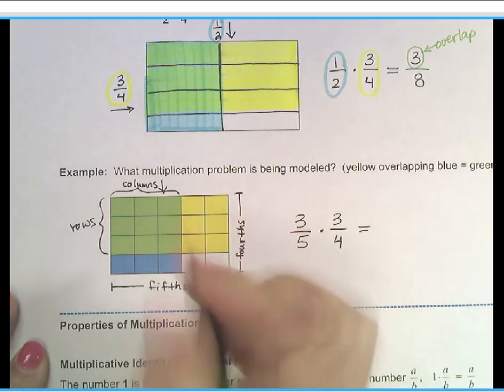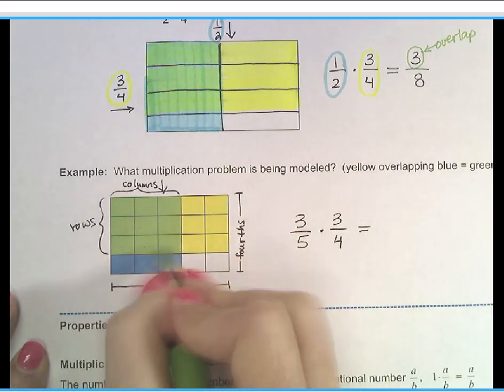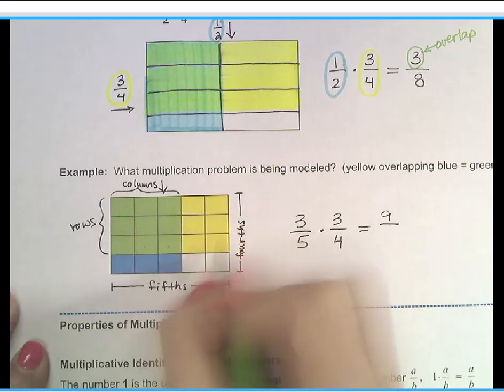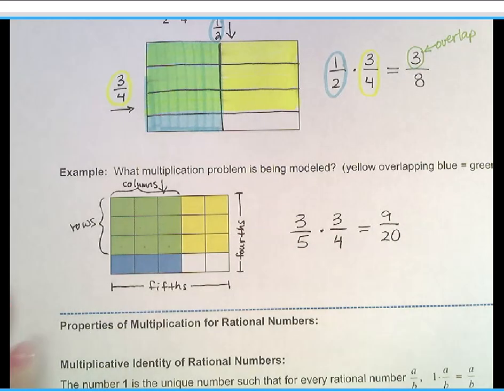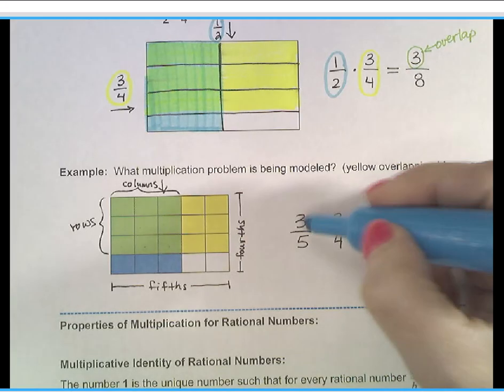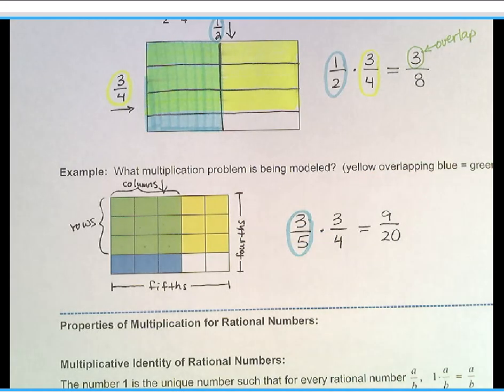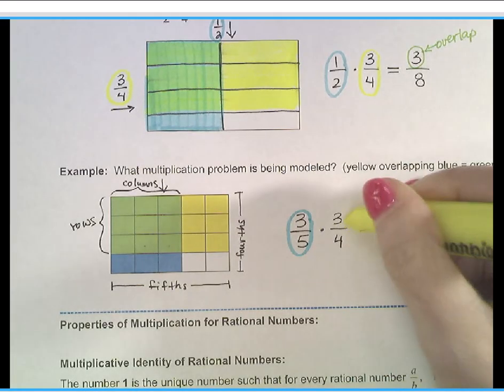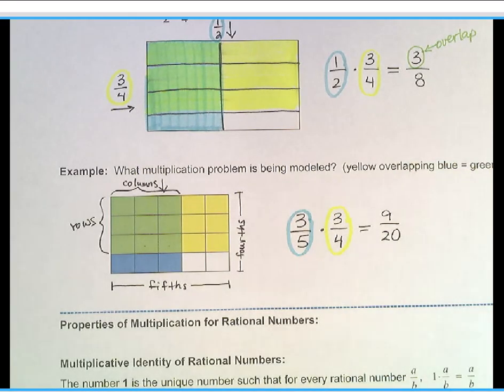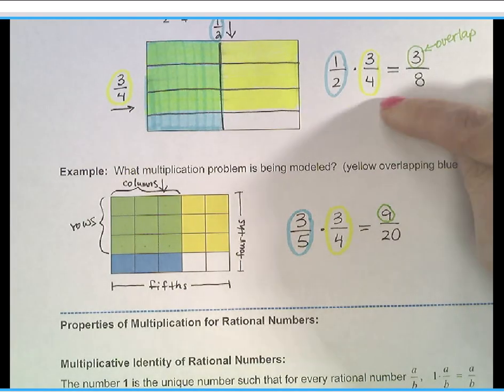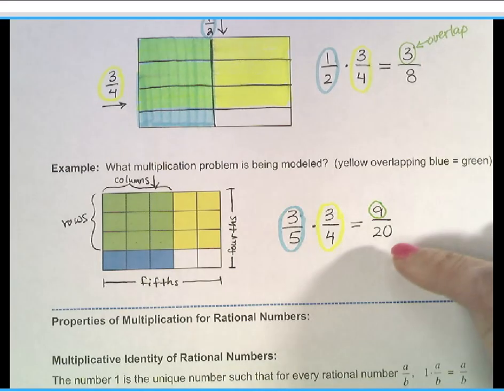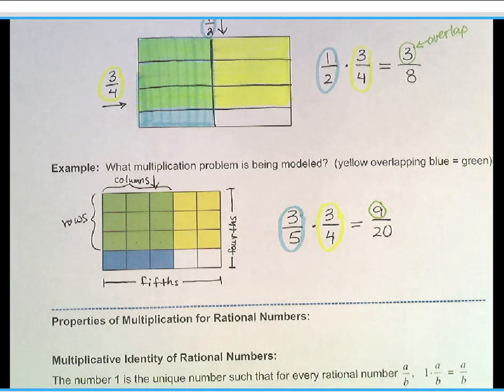And if we look at the green overlap, if you count, there are 9 green squares and there's 20 total squares. So that's how you know what is actually being modeled. So this is 3/5 that's being intersected with 3/4, and you're getting an overlap of 9/20. So that is the area model for multiplication, and you need to be able to do both. Create one from the problem or look at one that's already created and then determine what problem was being modeled.